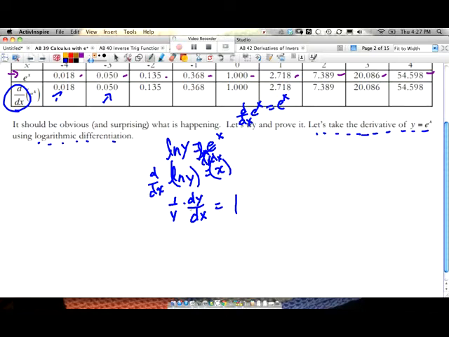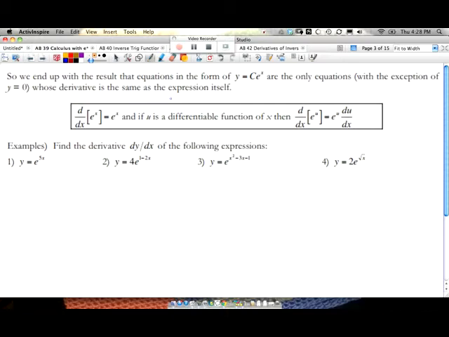To get rid of the y and move it over to the other side, so I just have dy/dx by itself, I'll multiply both sides by y. That tells me dy/dx equals y. Check. That's interesting, because y was e to the x. So it's true. It kind of just wraps around itself, and every time you take the derivative, you come back to yourself. So the derivative of the derivative of the derivative of the derivative is still e to the x, as long as you start with e to the x. Cool.